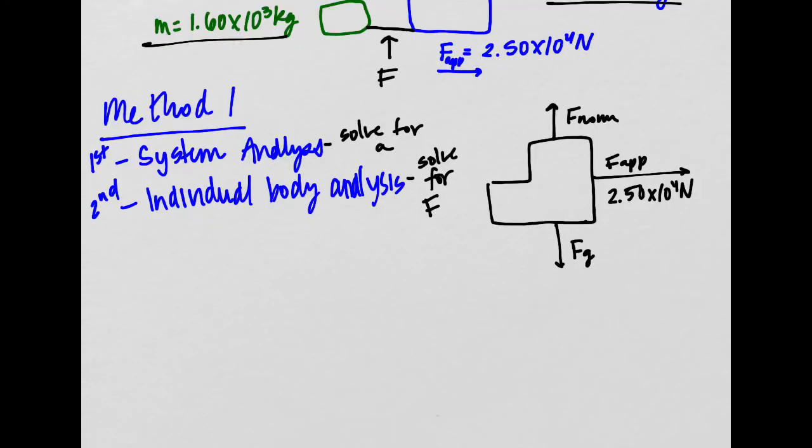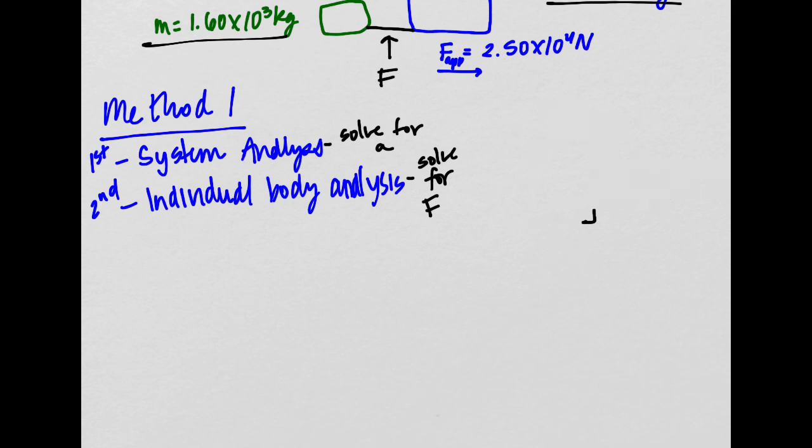So to do that, we don't need our system analysis free body diagram anymore. We are going to draw a free body diagram for just one of the two objects. I'm going to choose to draw it for the car. So we have our normal force, we have our force of gravity.